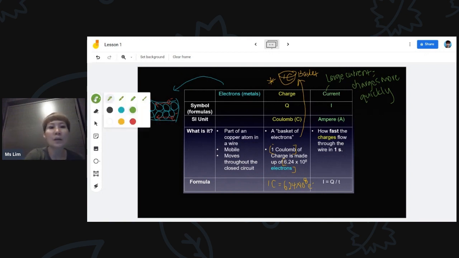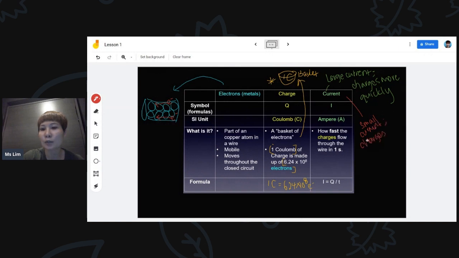If you're talking about a small current, it means that the charges move slowly or move slower. Whenever we talk about how fast or slow something moves, it is always with reference to time. So when we talk about current, there is a formula that you can see below. Current is equal to charge divided by time.